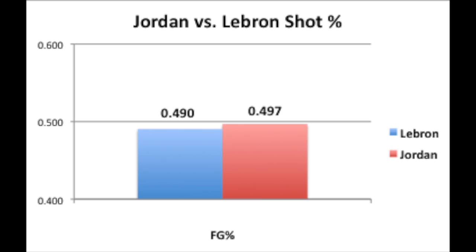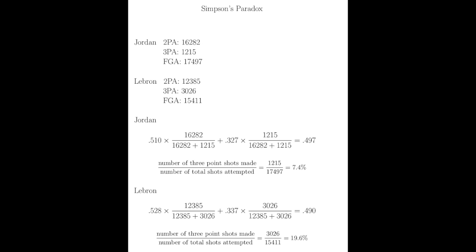This is confusing to people at first because it doesn't seem very intuitive. However, Simpson's paradox is nothing more than a case of weighted averages. In our example, LeBron James shot higher from both two-point and three-point range. However, let's take a closer look at the data.